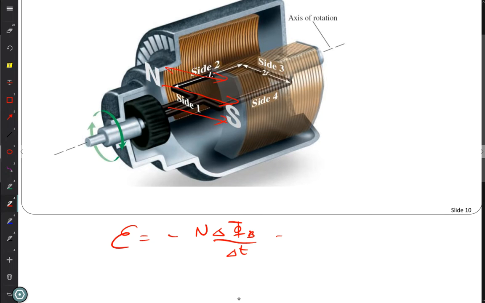So the flux, N is 1 here, so I'm going to put 1. The flux is magnetic field times the area times sine of the angle between them. And so I have the change in that divided by the change in time.